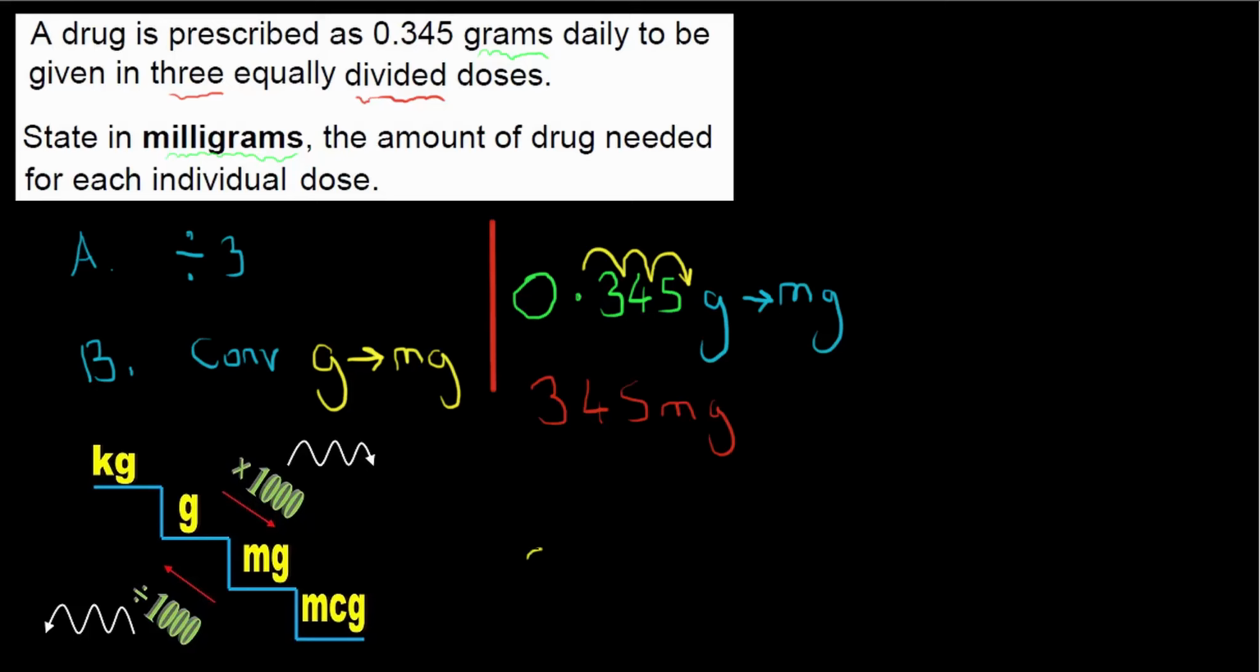So I'll simply do 3 into 345. Well, 3 into 3 is 1. 3 into 4 is also 1, but with 1 remaining. The remainder always goes below the line. And 3 into 15 is 5. So our final answer, the amount of drug needed for each individual dose, is 115 milligrams. And like I've said several times before, it is very important that you include the units in your answer. Okay, let's check that with a calculator.